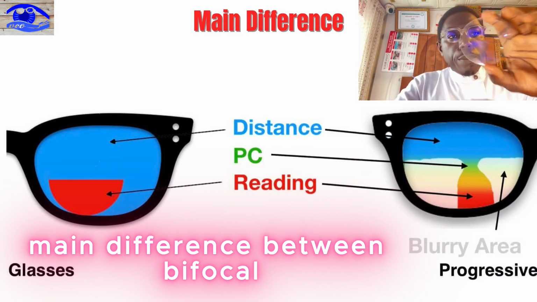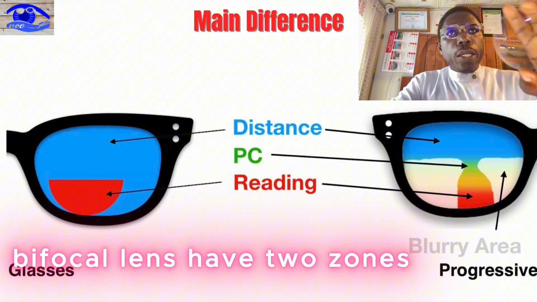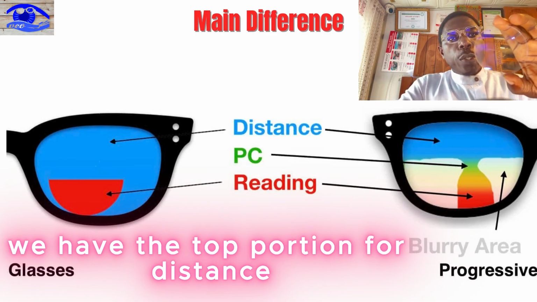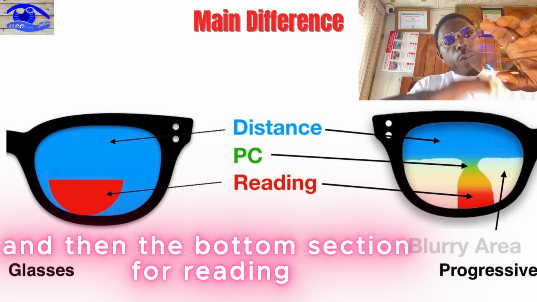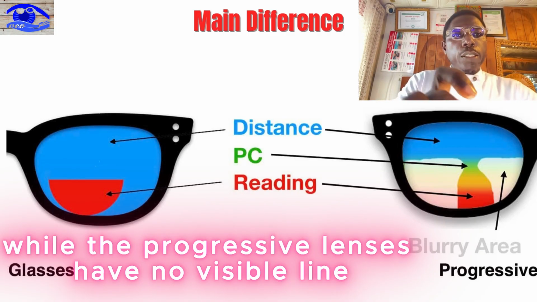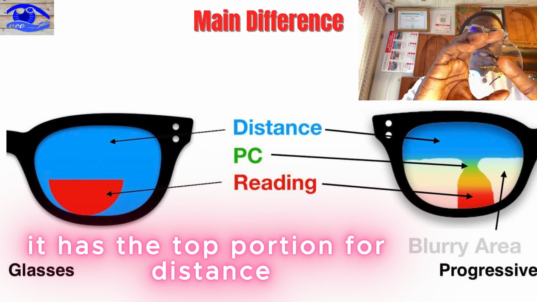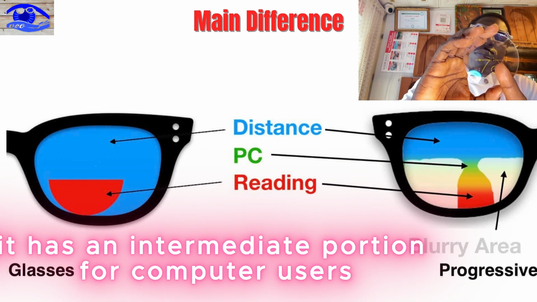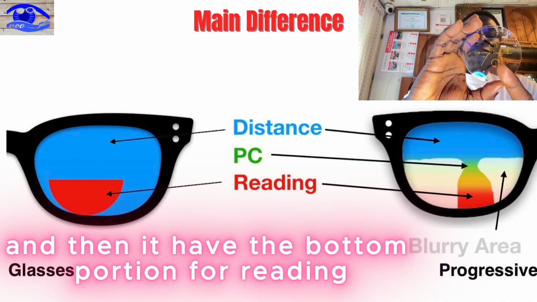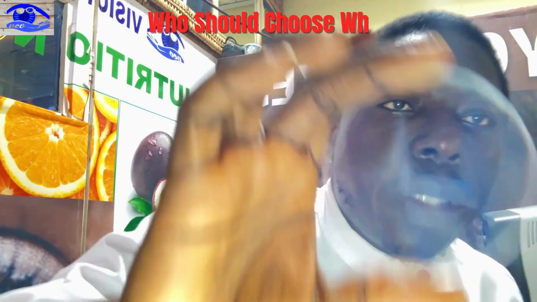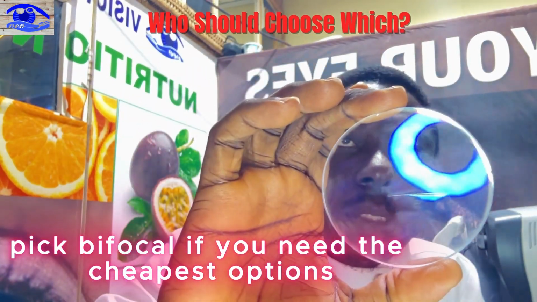Main difference between a bifocal lens and a progressive lens. Bifocal lenses have two zones. We have the top portion for distance and then the bottom section for reading. Whilst progressive lenses have no visible line. They have the top portion for distance, an intermediate portion for computer users, and then the bottom portion for reading.